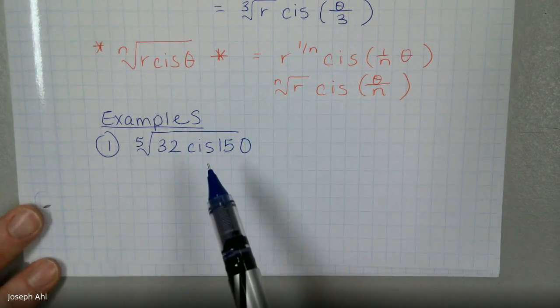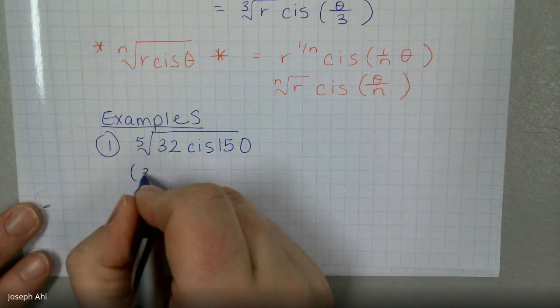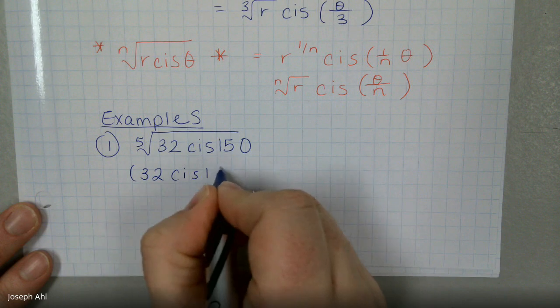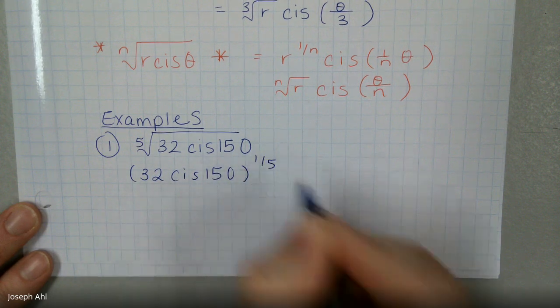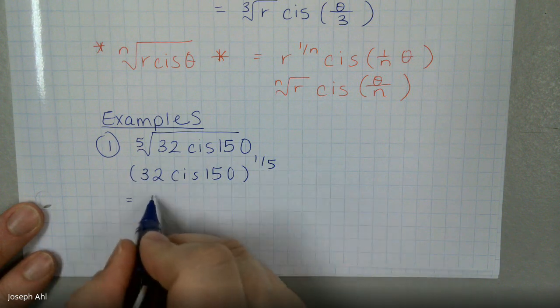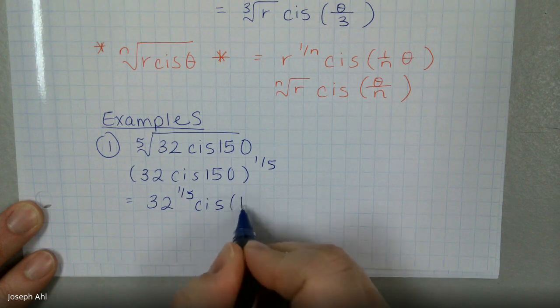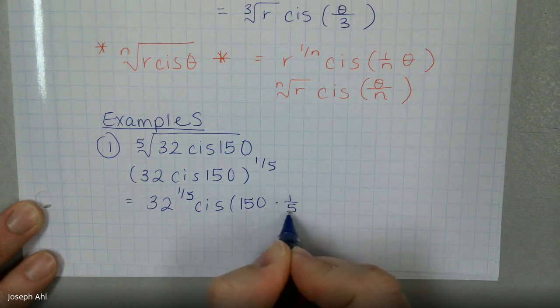So to do the fifth root of 32 cis 150, the first thing I would do is apply that rule. And if you want, you can just rewrite it as this to the 1/5 power. Up to you if you want to continue to do that step. But what that means is that I'm going to do 32 to the 1/5 power, and then 150 is going to get multiplied by a fifth.